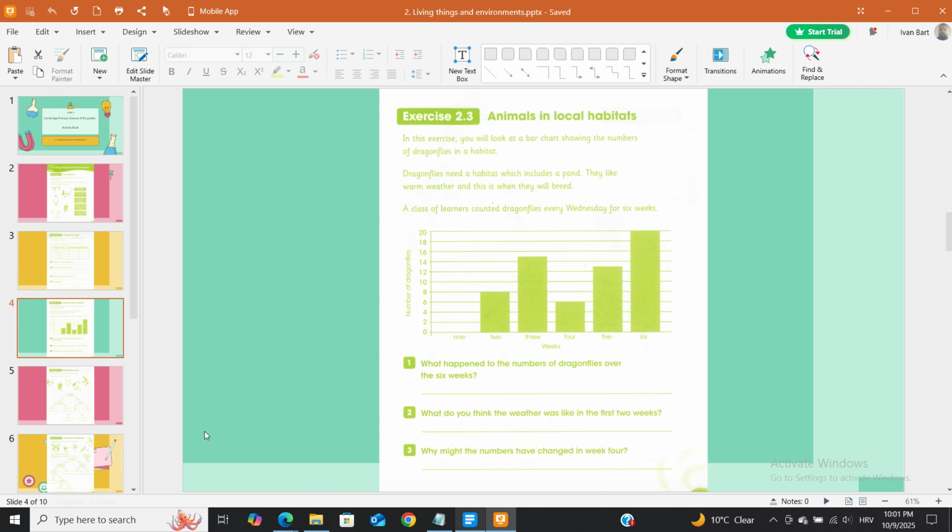Exercise 2.3 Animals in local habitats. In this exercise, you will look at a bar chart showing the numbers of dragonflies in a habitat. Dragonflies need a habitat which includes a pond. They like warm weather, and this is when they will breed.